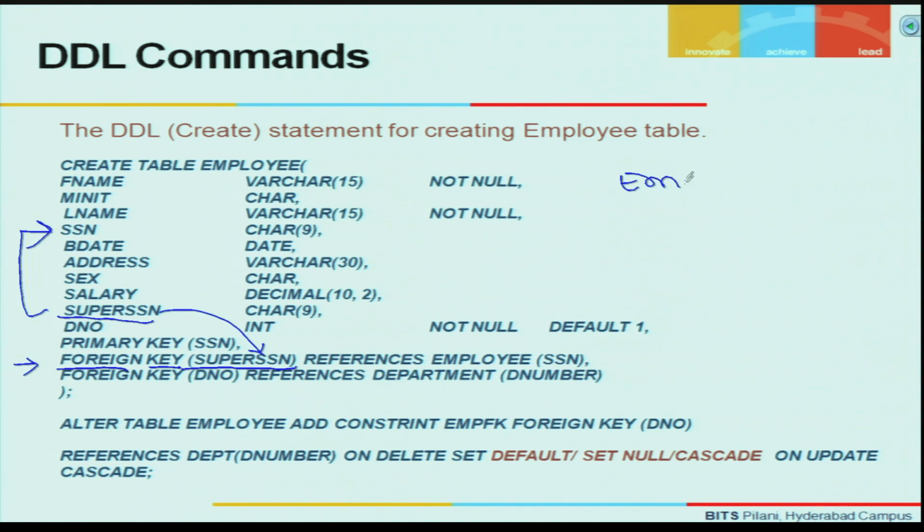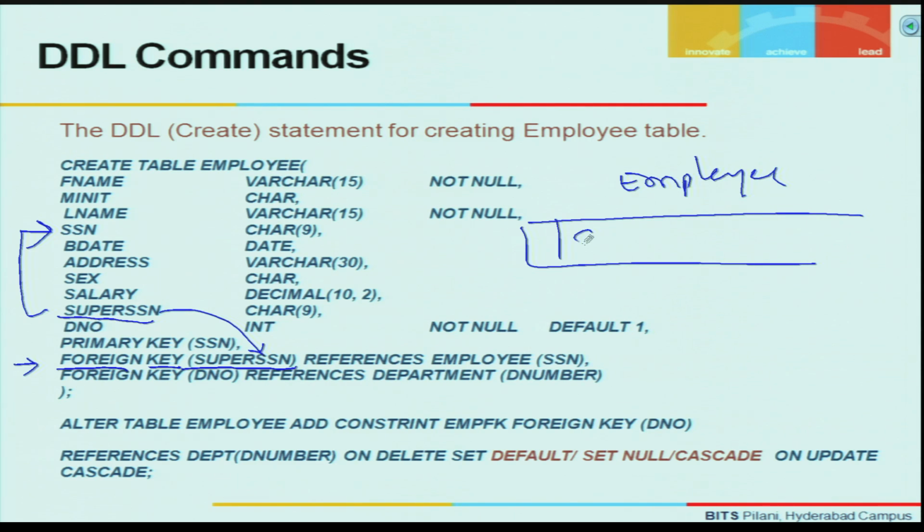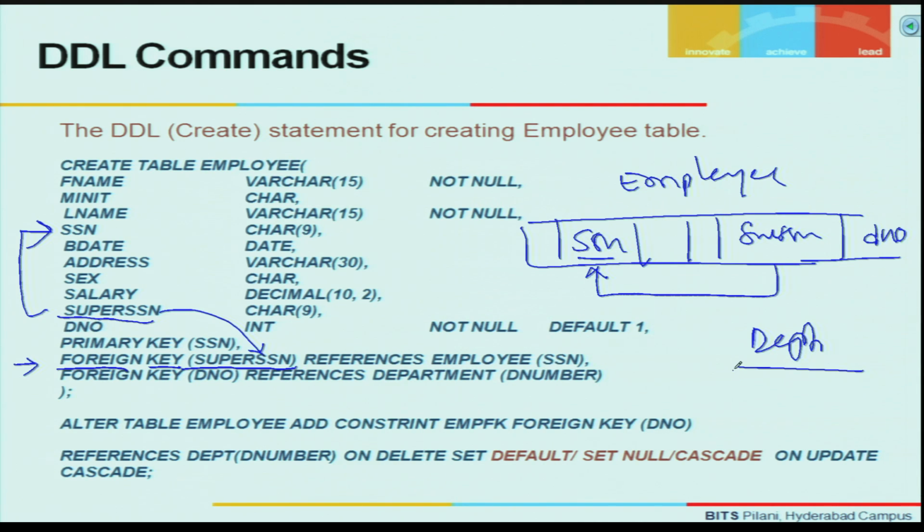If you look at the employee table, you have many attributes. One among them is SSN, and you have another attribute called super SSN, and another attribute called DNO. Super SSN is a foreign key pointing to SSN, which is the primary key of the table, and if I have a department table with D number, then DNO is a foreign key pointing to it. So first I am defining the foreign key attribute super SSN.